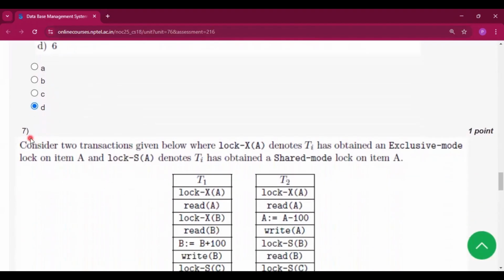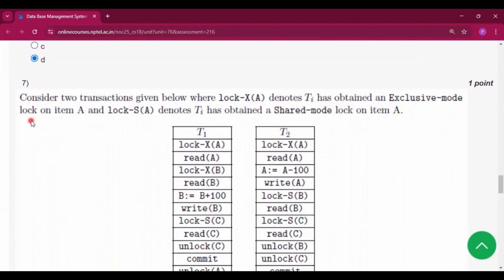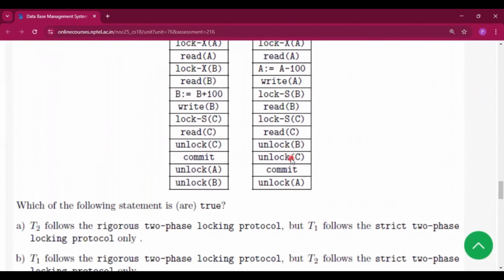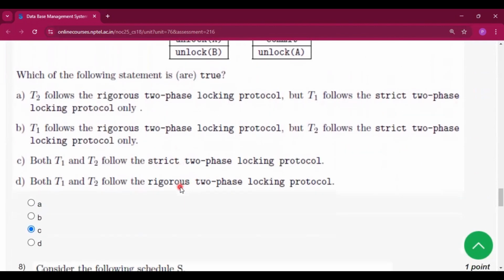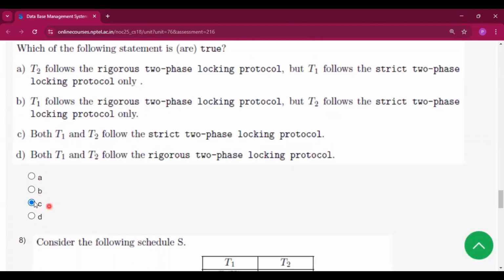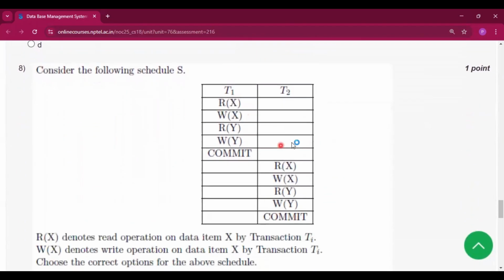Now coming to question number 7, consider two transactions given below, where lock XA denotes Ti has obtained an exclusive mode lock on item A and lock SA denotes Ti has obtained a shared lock mode on item A. So these are the schedules. Which of the following statements are true? The answer will be both T1 and T2 follow the strict two-phase locking protocol. Option C.